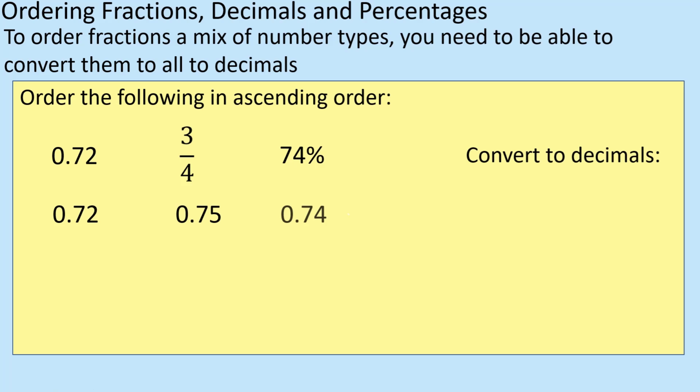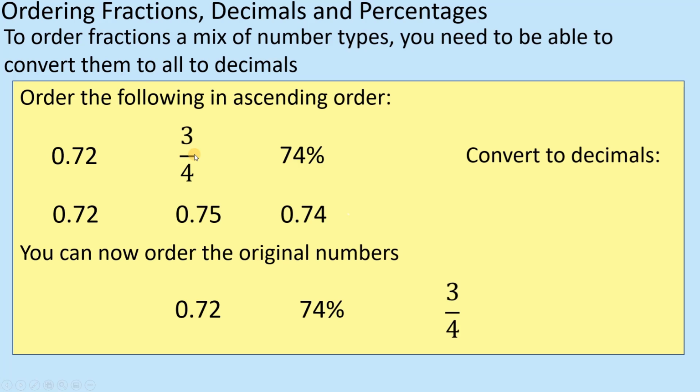In this case they're going for decimals. So 0.72, 0.75, 0.74, and so in terms of ascending order going up, you're at 0.72, then 74%, and then 3/4. All right, there you go.